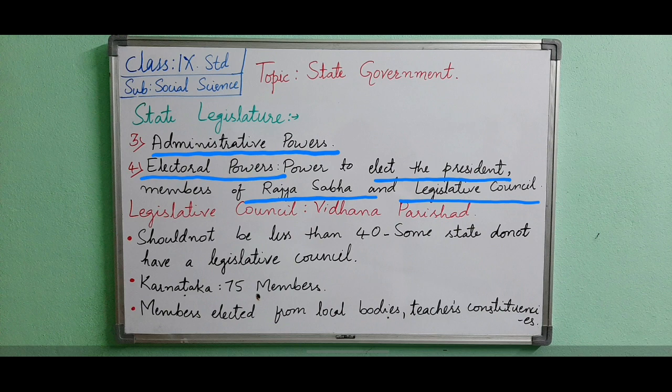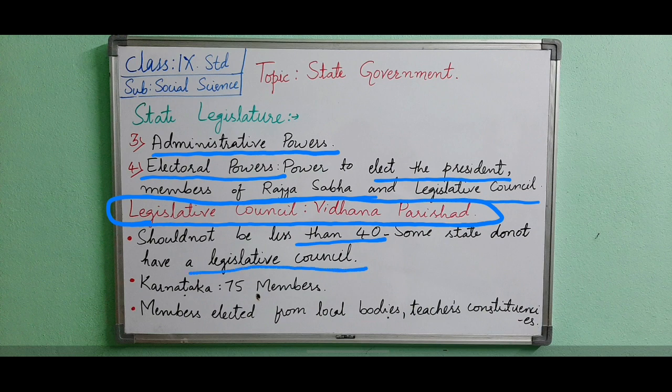Now next we will deal with the legislative council or Vidhan Parishad. The upper house of the state legislature is called the legislative council. It should not have less than 40 members. This is the reason why some states do not have a legislative council. The number of members of the Karnataka Legislative Council is 75.